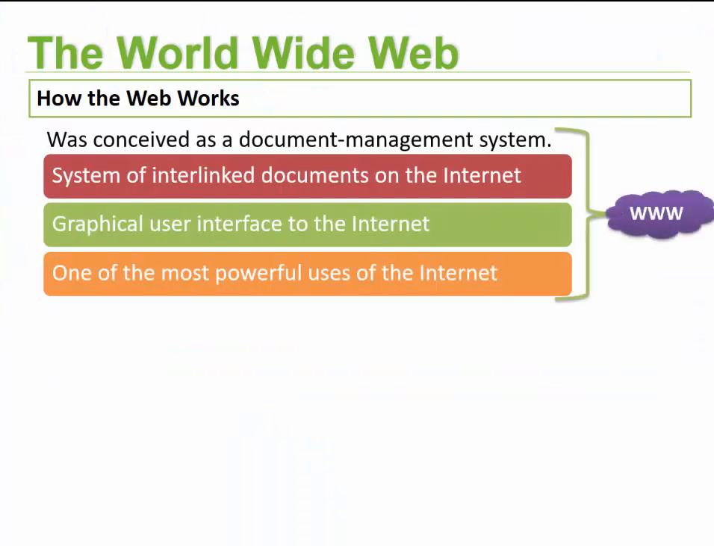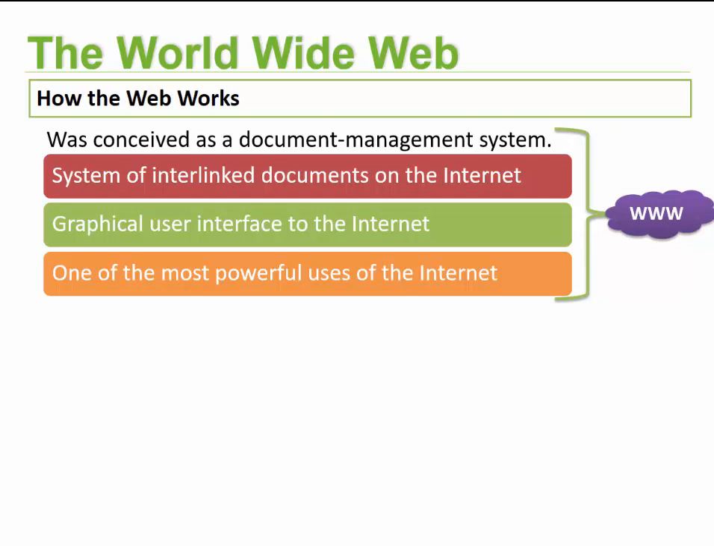The web is actually a document management system. So if we look at it, it's a system of interlinked documents that we do find on the internet. In most cases, it contains a graphical user interface. For example, if you look at any website, you would find that it contains elements that represent applications and your general operating system interface. So you're going to have icons and links and a header and a footer and a content section, etc. And the web is actually one of the most powerful uses of the internet.